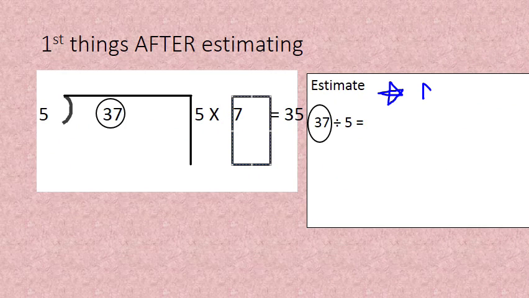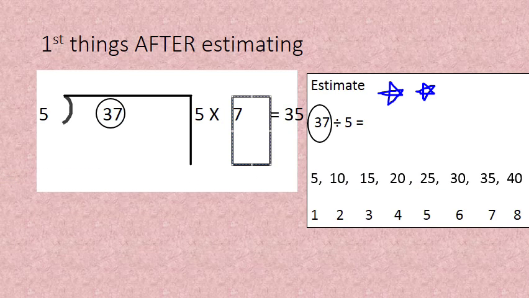Example number 3. As always, we estimate first. And when we estimated, we found that our estimated answer was between 7 and 8 times. I then found the number that was closest to our circled number, 37, but did not go over it. 40 would not work because it's bigger than 37. 5 times 7 equals 35.